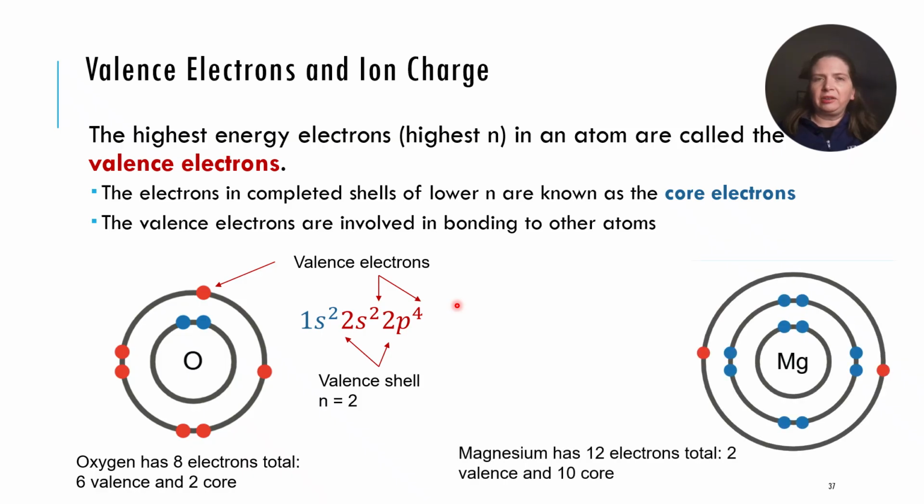Now take a look at the magnesium atom, shown here. Magnesium has a total of 12 electrons. 2 of these electrons are valence electrons, and the remaining 10 electrons are core electrons. For magnesium, the valence electrons are located in the 3s subshell. Since there are 2 electrons in the 3s subshell, magnesium has 2 valence electrons.